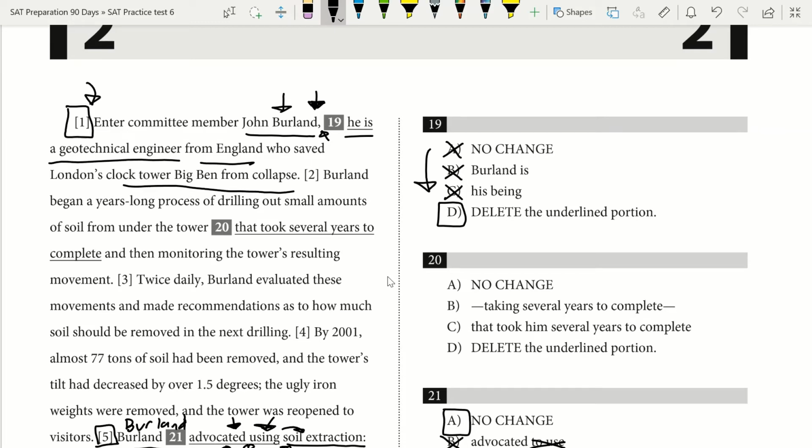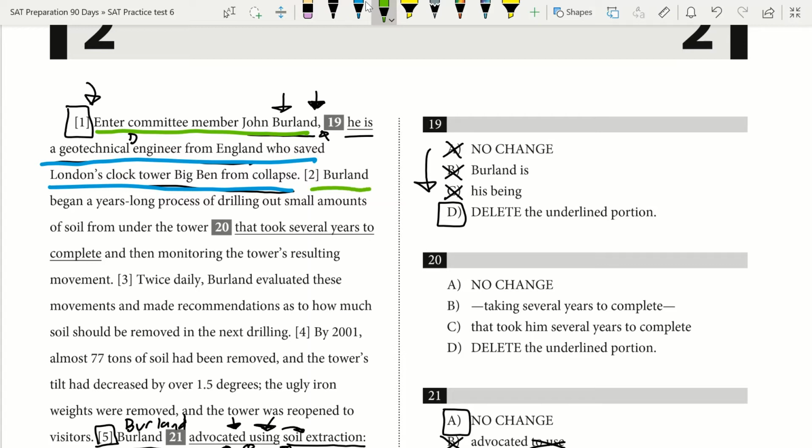Okay, that's using a dependent clause, right? That whole thing, I'll put it in blue, from here all the way to collapse. That's a dependent clause that's being connected to my independent clause, which I'm going to put in green, by that comma. So that's grammatically correct. That works. D would be our correct answer for 19. So that's the first SAT writing tip.